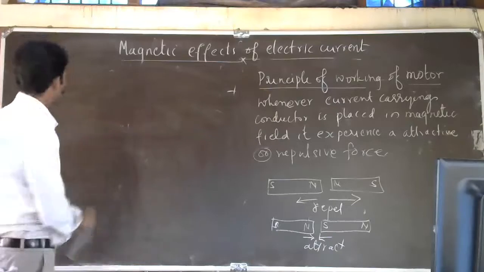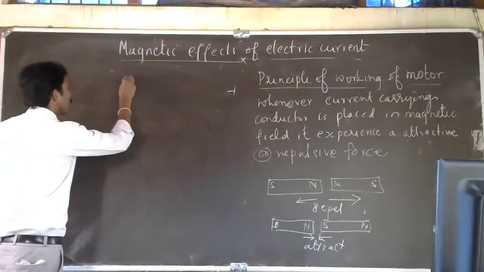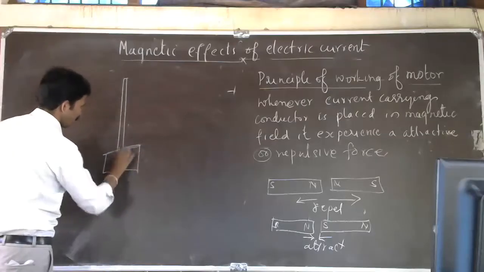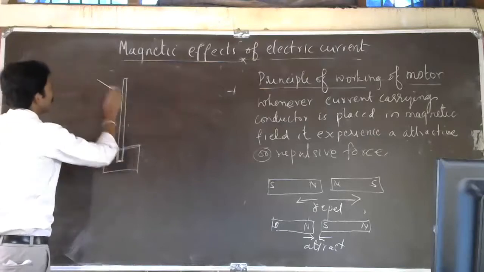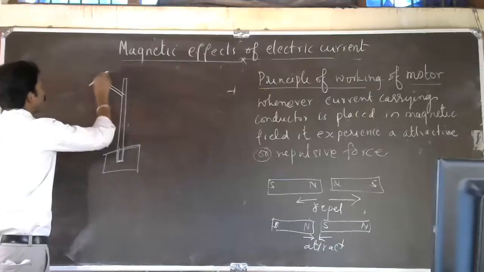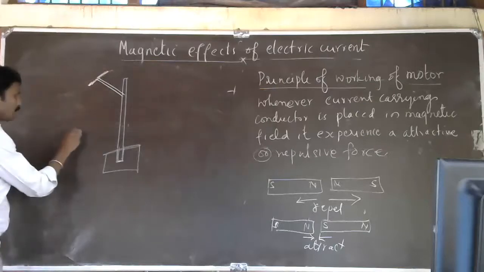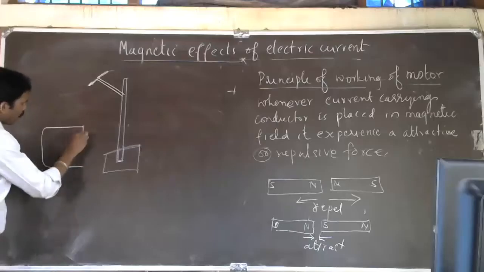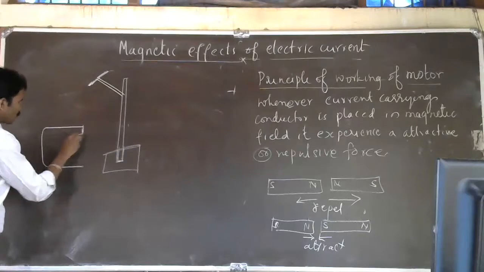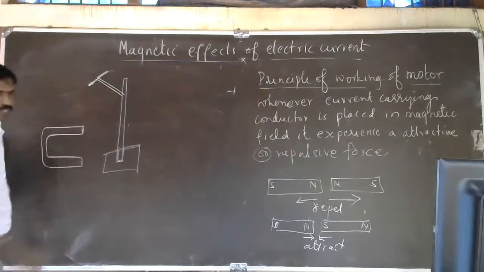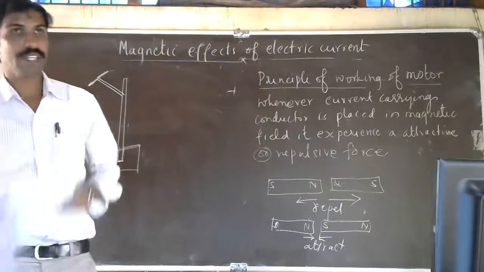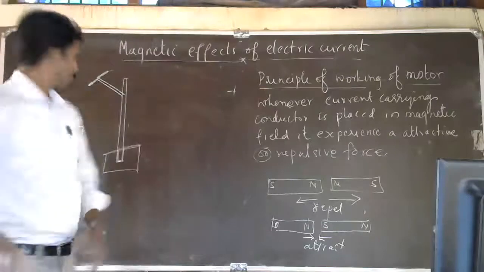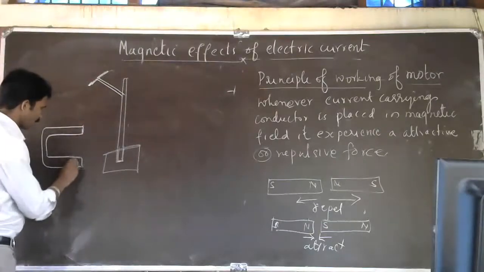Page number 124. For this experiment, we need a stand, a clamp, and a horseshoe magnet with north and south poles. We can see the picture they have given here. In this picture there is a horseshoe magnet.